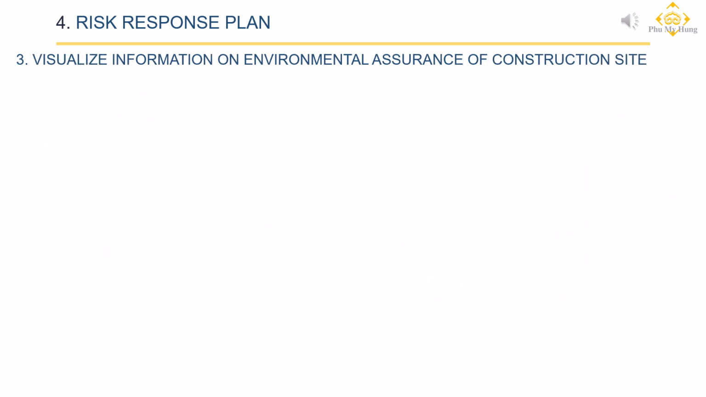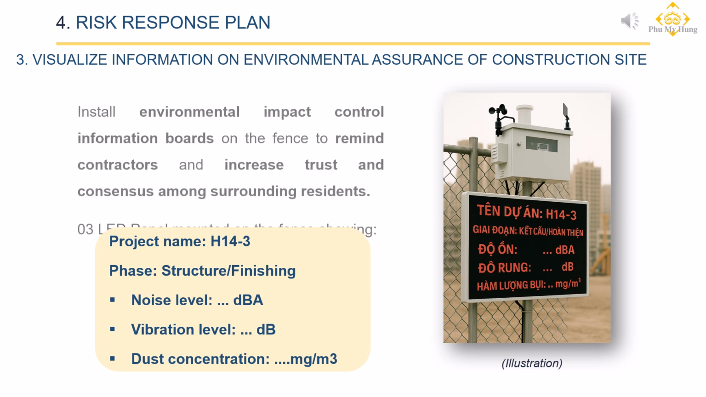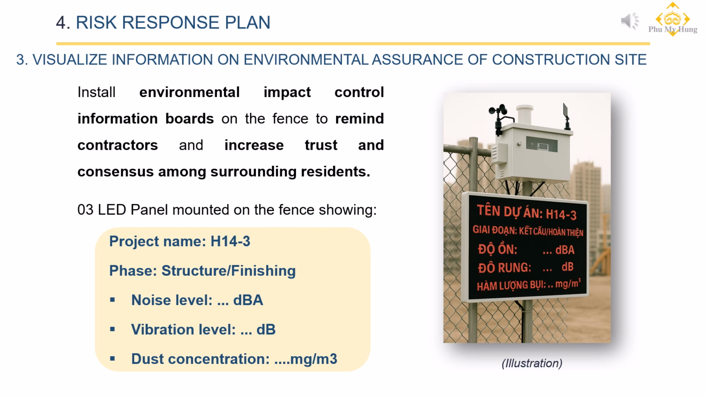The third measure we propose is to install public information boards displaying environmental indicators such as noise levels, vibration, and emission concentrations. These boards will serve as both a reminder for construction crews to maintain control, and increase communication to build trust and transparency with local communities.